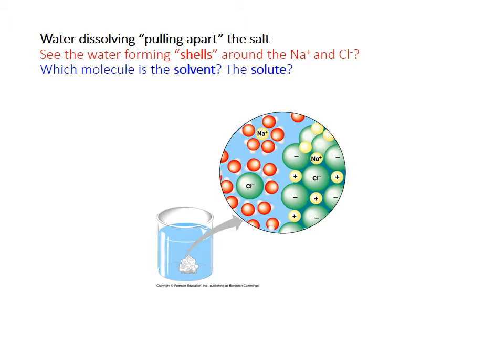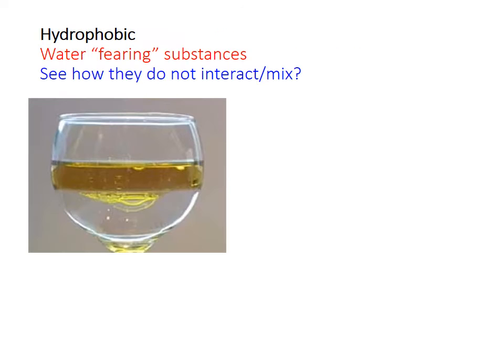So what we have here is water being the solvent, sodium chloride being the solute, and together they form a solution once we see an equal distribution of those sodium and chlorine ions in the water. And again, it all has to do with water's polar nature.